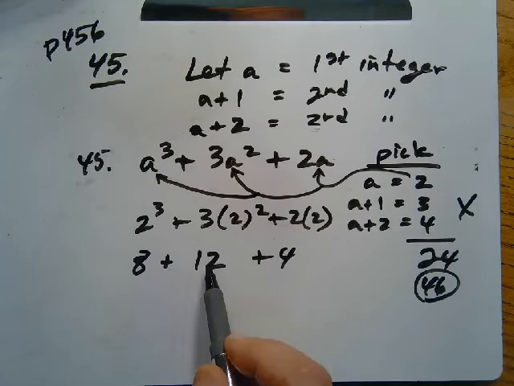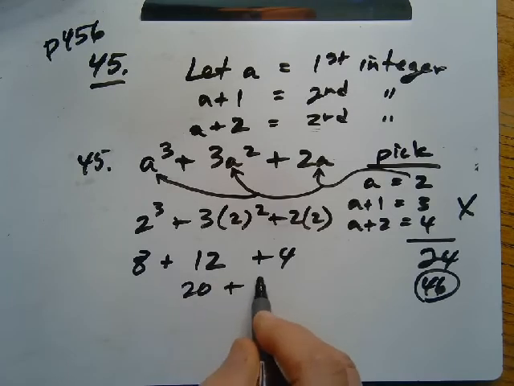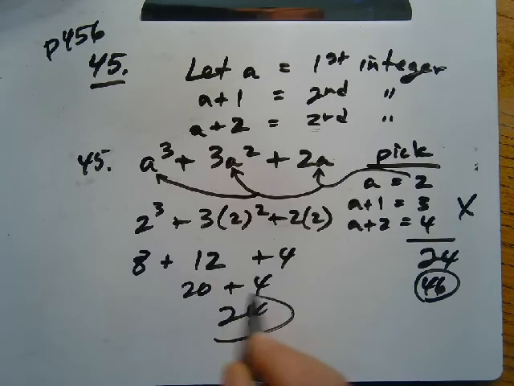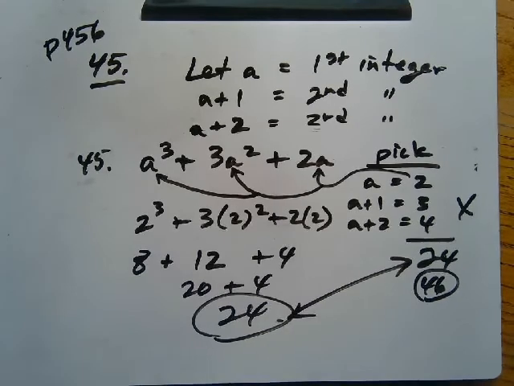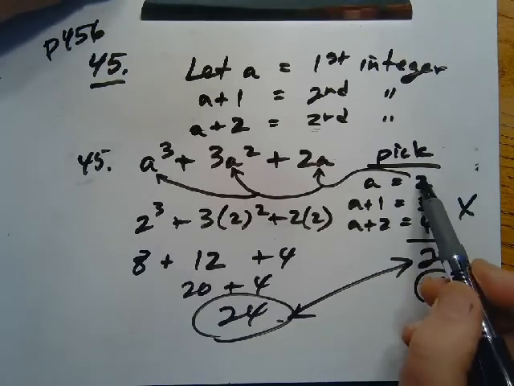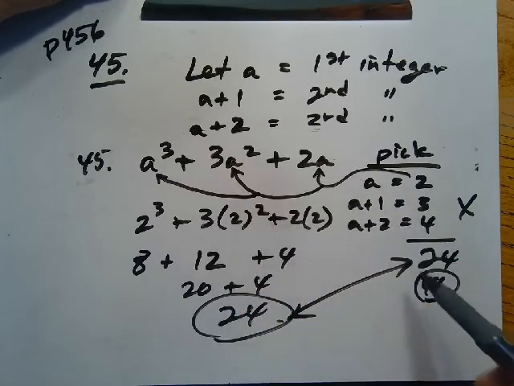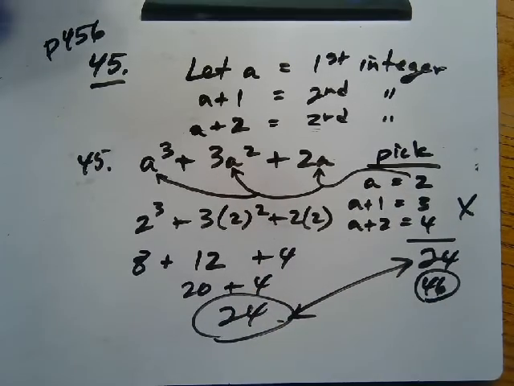Well, what do I get? 8 and 12 is 20. 20 plus 4 is 24. Oh, look, it's the same answer we got over here. So we did the polynomial correctly, and if you'd have picked a different number and plugged that in, it would have worked as well. So this is what you're going to be practicing tonight. You're going to have 2 nights to work on this. Make sure you spend a lot of time on this. This is a critical part of doing the future of algebra in factoring.